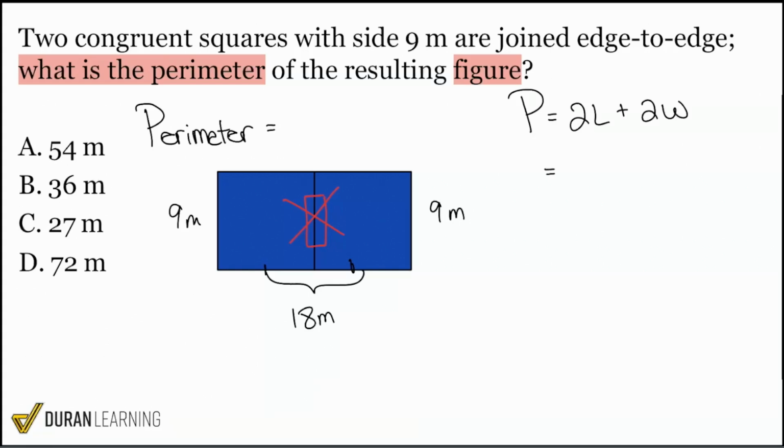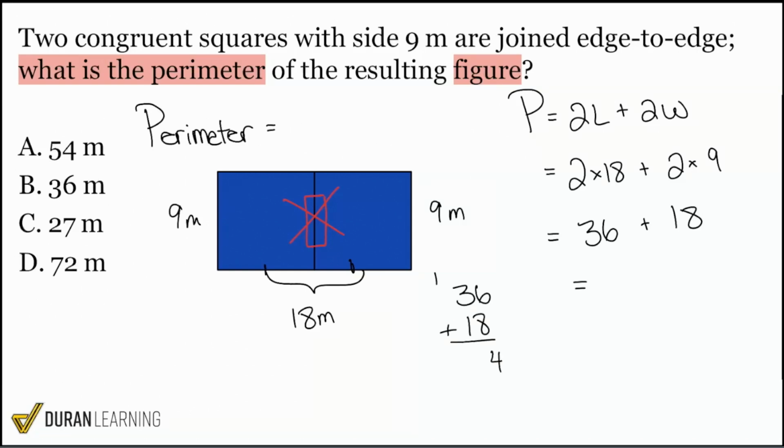So we have 2 multiplied by the length, so that'll be 2 times 18. Then we have 2 times the width, which is 2 times 9. So 2 times 18 is 36, and 2 times 9 is 18. Now we'll add both of these together. 36 plus 18: 6 plus 8 is 14, carry the 1. 3 plus 1 is 5. So we see that the distance around this rectangle is 54 meters, and we are good. The correct answer here is A.